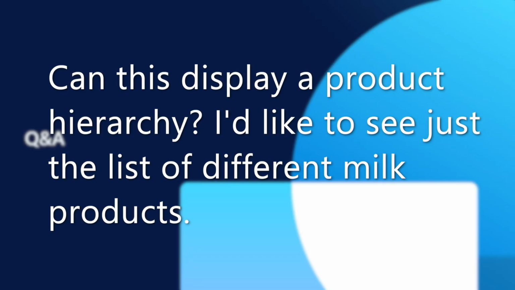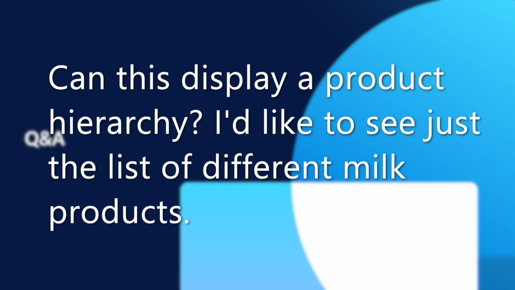Can this display a product hierarchy? For example, I would like to see just the list of different milk products. So this talks about, I think, variants. We do show size, color, and configuration. I think you have probably noticed in Yufei's demo that we do show inventory for those product dimensions. Yufei, want to add anything?